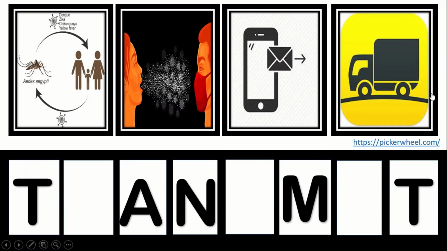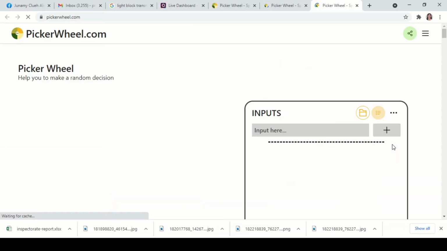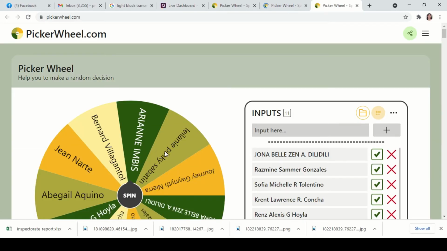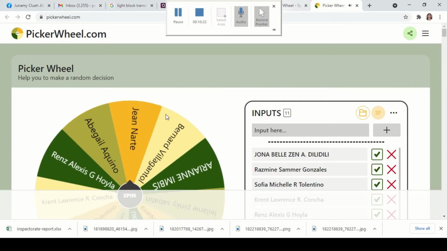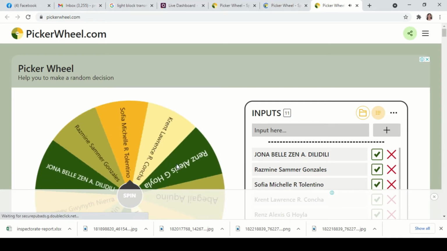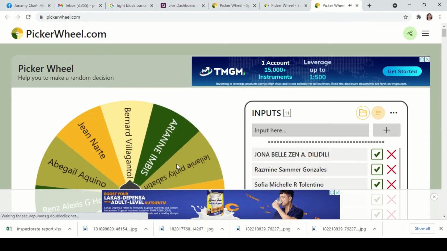Now let's proceed to number 3. Let's choose again. So study first the picture so that we can choose now. We'll answer the 4 pics number 3. Let's choose from our picker wheel. The lucky person to answer the 3rd, and this is the last one.